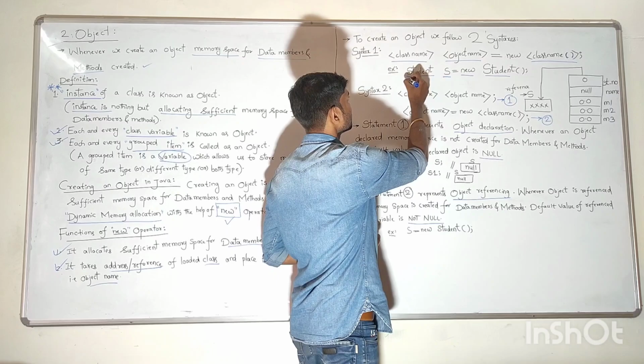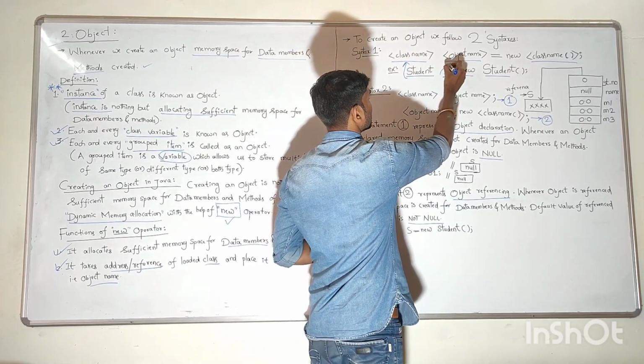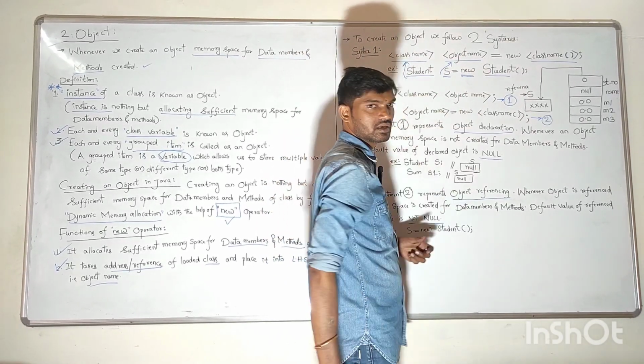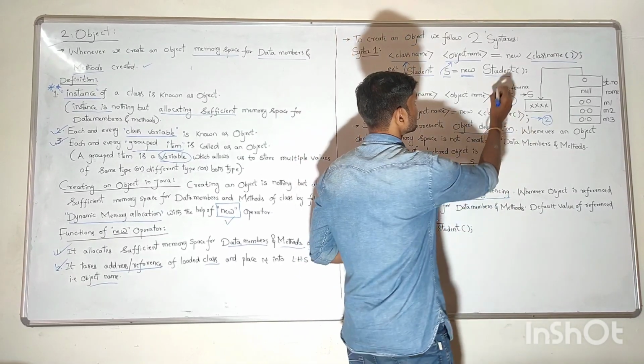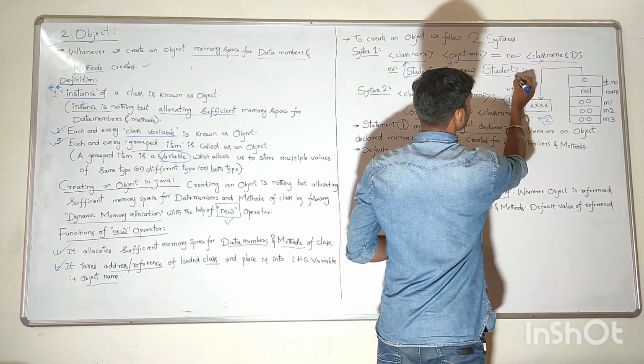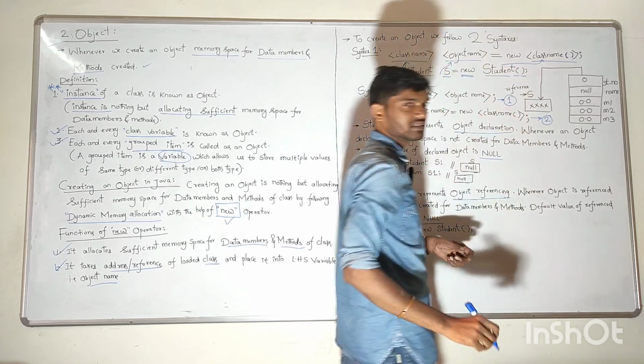So here Student is a class name, s is an object name, and the new operator creates memory space for the data members and methods of the particular class, and Student is also the class name, like this: open bracket, closing bracket, and at the end semicolon.